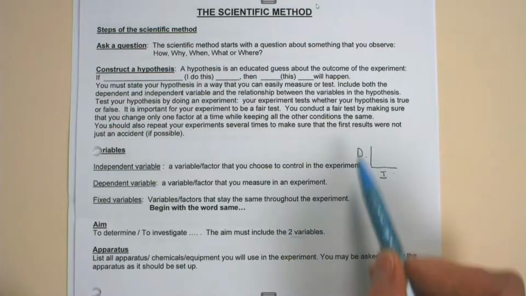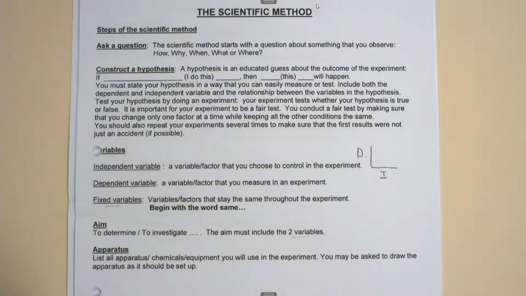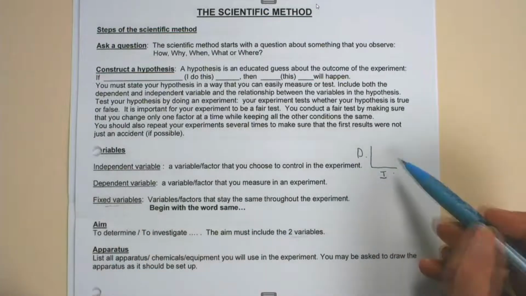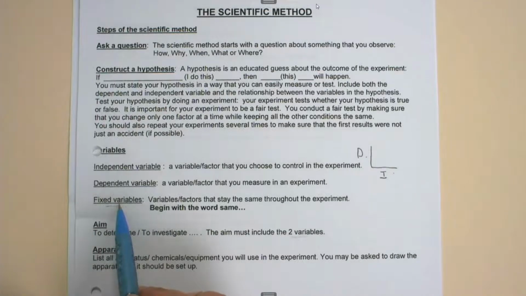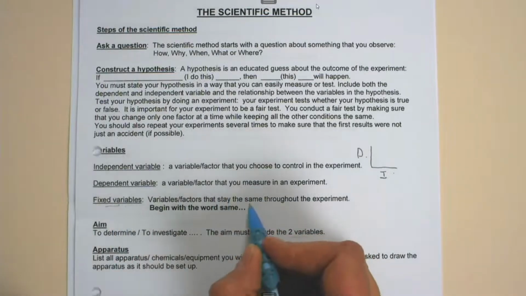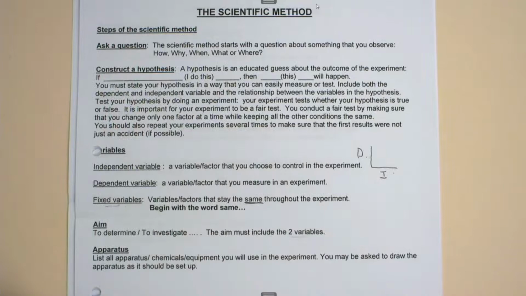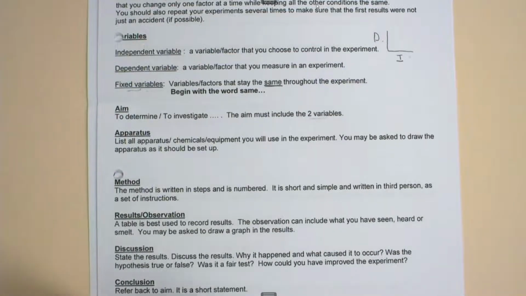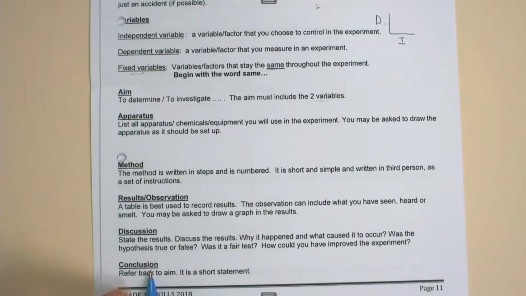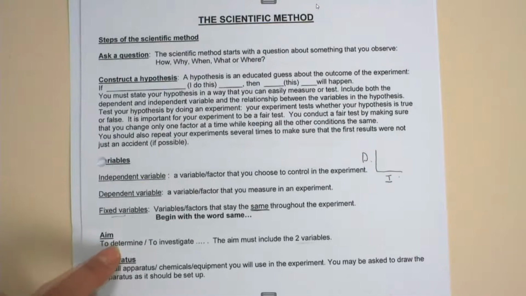Now, some other variables, the fixed variables, need to stay the same. If they don't stay the same, then you can't test what you want to test. So if they ask you about fixed variables, it's all of those things that must stay the same in the experiment the whole time. Then the normal scientific method includes method, results, discussion, and conclusion. To write your conclusion, you refer back to your aim, and then you write your conclusion.